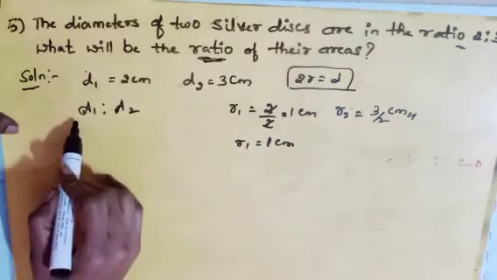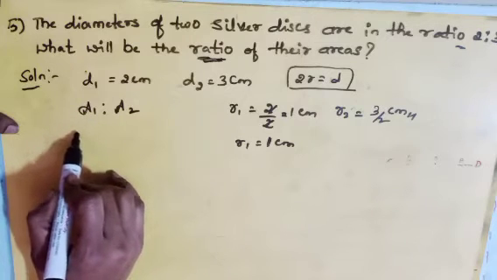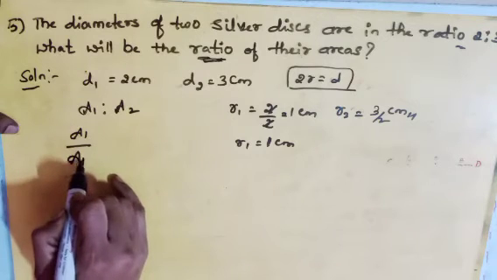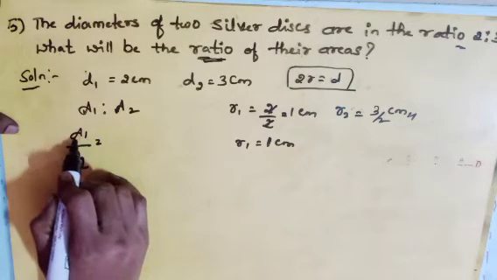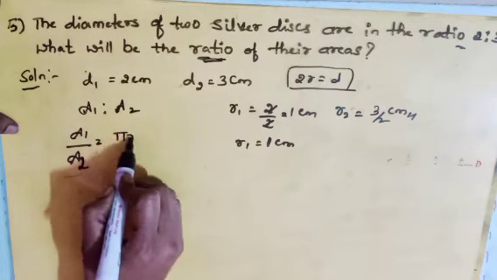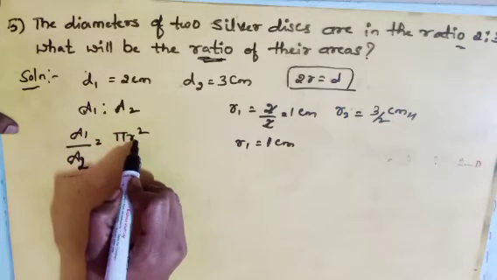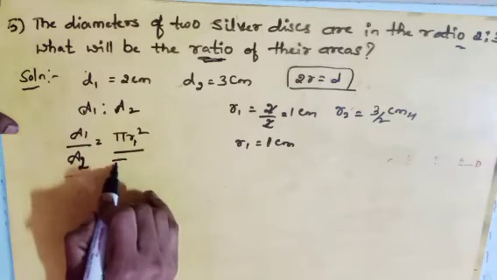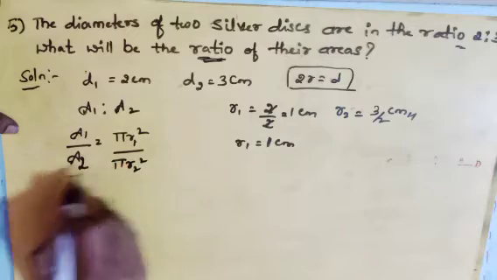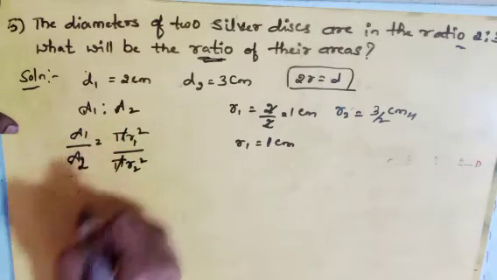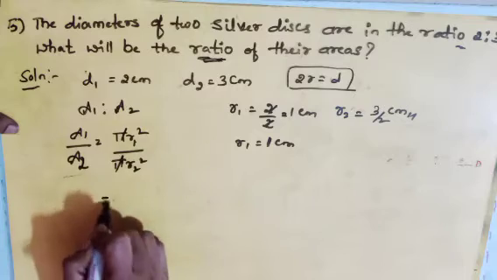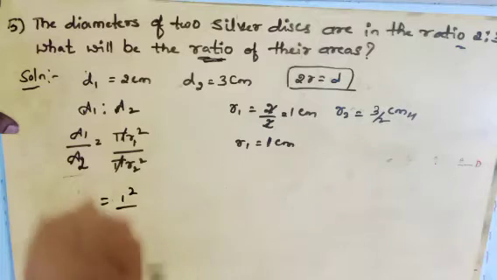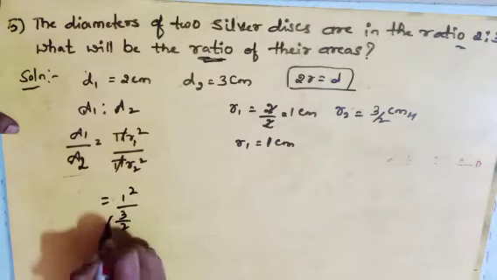Now the formula for the area of a circle. Let us take A1 by A2 in this form. The area of a circle is pi r square, so pi r1 square over pi r2 square. Here pi gets cancelled. The value of r1 is 1 square, and r2 is 3 by 2 whole square.